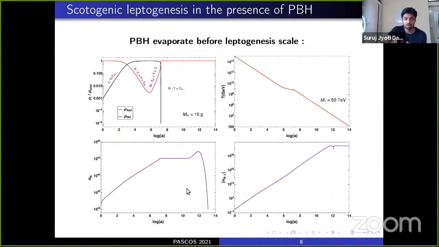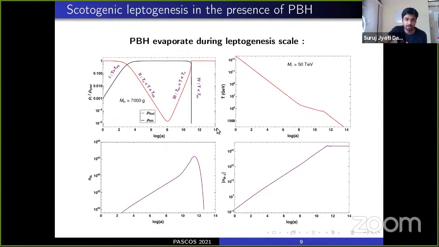the number density, considering the before case where the black hole mass is taken to be 10 gram. And as you can see here, the black hole is evaporating around, say, log A equal to 7, which is much before the scale of leptogenesis, which is taken here to be 50 TeV. So here there are different regions, which I will be explaining in a moment.